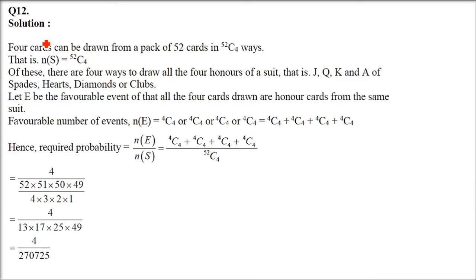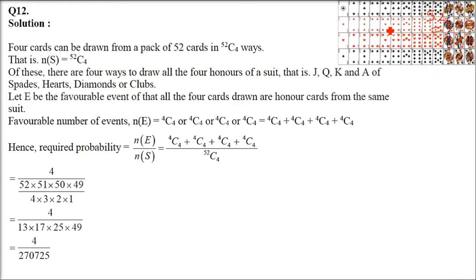Now question number 12. From a deck of 52 cards, 4 cards are drawn simultaneously. Find the chance that they will be the 4 honors of the same suit. So let me show you again this card system. The question is asking about honors. So what is this honor? There are 52 cards, and first of all, let us see the denominator. We have to choose 4, so 52C4 will be in the denominator.